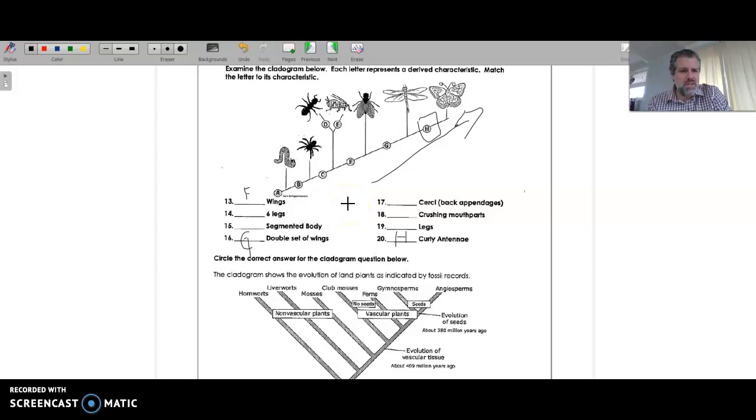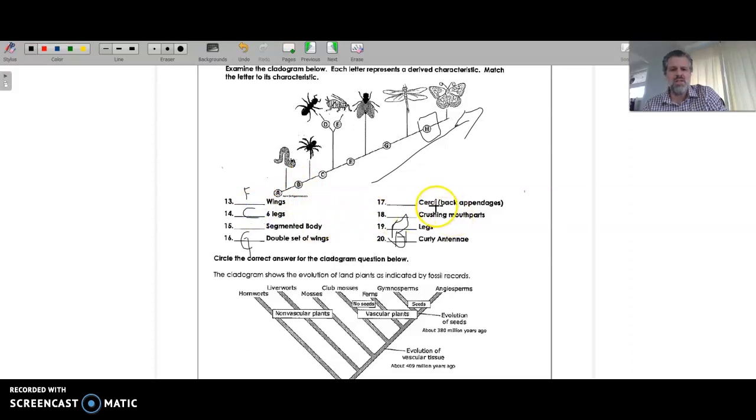And then it gets a little bit trickier. We need to find where the 6 legs and then legs in general are. If you look at 14 and 19, you've got legs and 6 legs. B tells me that everything has legs, but we have 8 legs on the arachnid and 6 legs for everything else. So just legs in general for letter B is going to be number 19. Whoa, that's a big B. All right, and then 6 legs gives me my letter C for number 14.